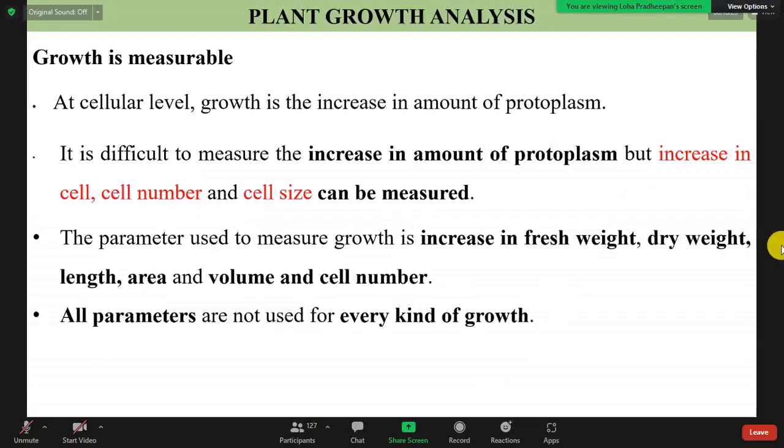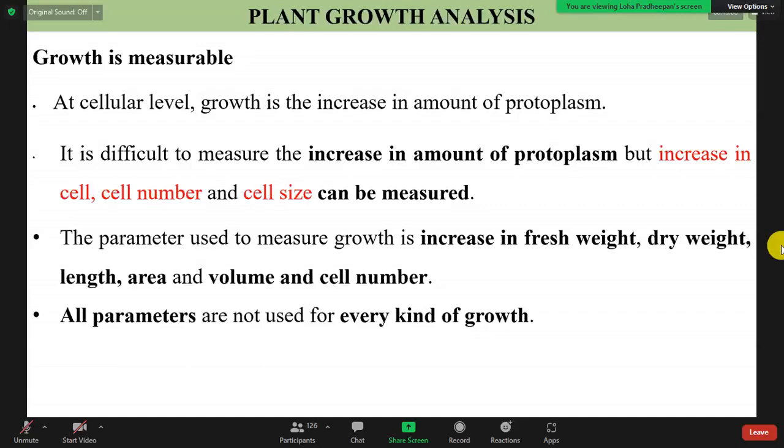The plant growth is measurable. At the cellular level, growth is an increase in the amount of protoplasm, so this is difficult to measure. But which ones are we able to measure? We can measure the fresh weight increase or dry weight increase, leaf area, volume, as well as the height. To measure the growth of the plant, we can utilize these parameters.